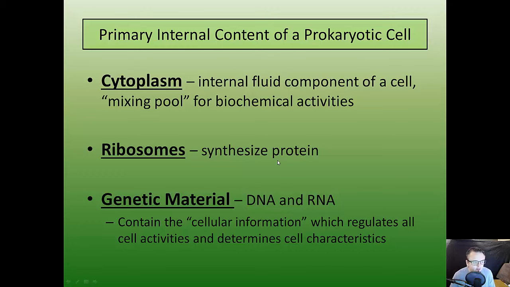So last, we're going to look at the internal content of the cell. And when it comes to bacterial cells, prokaryotes, as we mentioned back in chapter 1, there's not much going on. They're pretty simple. So there's not a whole lot to say here other than just to state what is most commonly found, generally speaking, within these cells. So one of the big things, and this is again a characteristic of all cells, so bacteria, eukaryotes, anything, has what's called cytoplasm. And really, cytoplasm is just the fluid portion of a cell, sometimes referred to as a mixing pool for biochemical activities.